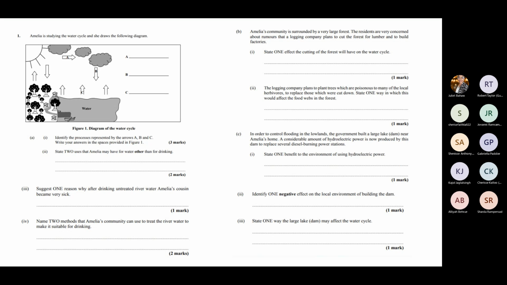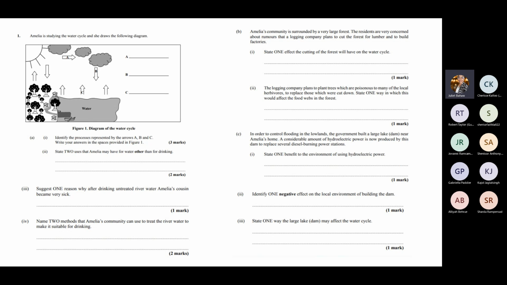Part 2. Identify one negative effect on the local environment of building the dam. All right, Cherise. We have two Cherise. So I will call on Cherise Kalu. Reservoirs behind a dam can lead to higher greenhouse gas emissions. Now remember, the one that they built is a hydroelectric. So that was the benefit. It does not release greenhouse gas.